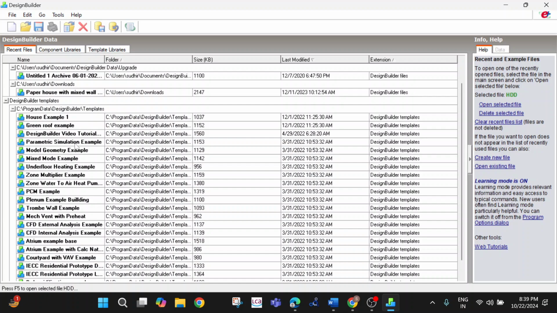So let me go, and with me all of you can also go if you want. All of you also can open. This is the Trombe wall example. All of you can see the Trombe wall example.